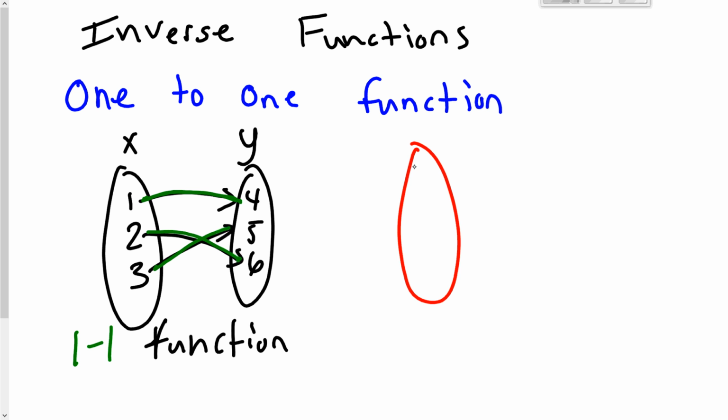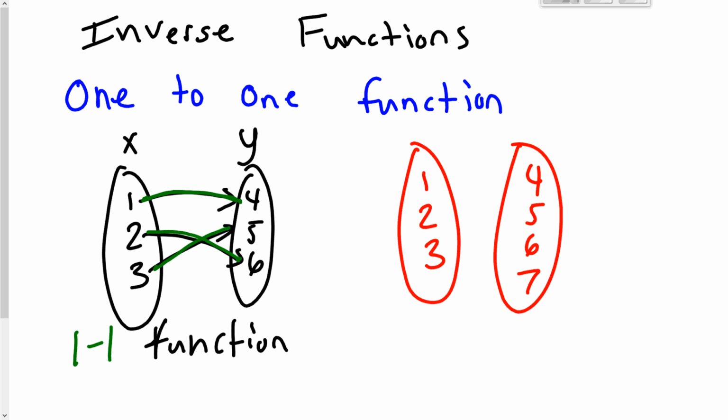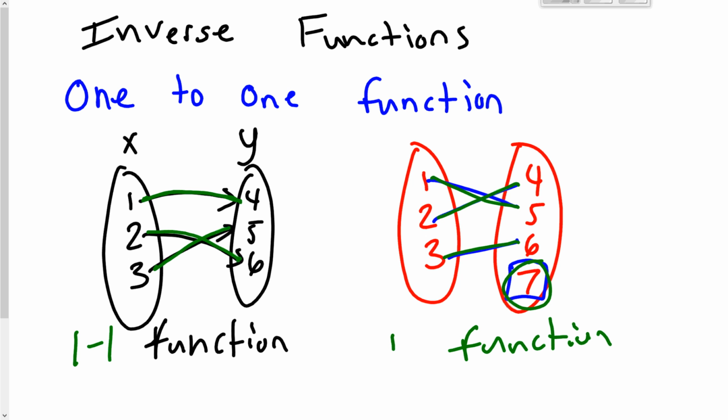Here's an example of a function, but not a one-to-one function. So 1, 2, 3, 4, 5, 6, 7. So this is not a one-to-one function. 1 goes to 5, 2 goes to 4, 3 goes to 6. So every x goes to 1 y, but this y does not have an x that corresponds to it, right? So this 4 is from 2, this 5 is from 1, this 6 is from 3, but this is a lonely 7. So this is a function, but it is not a one-to-one function.